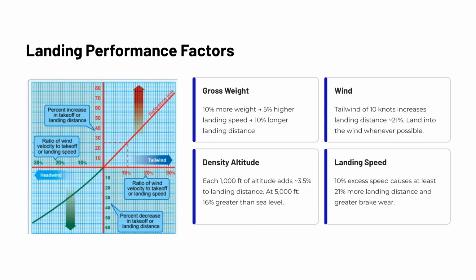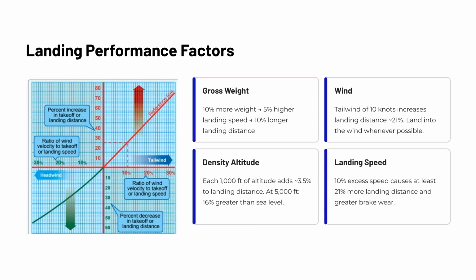Density altitude affects landing performance in the same way it affects takeoff. For every 1,000 feet of field elevation, expect roughly 3.5% more landing distance. At 5,000 feet, you're already looking at about 16% more runway than you'd need at sea level.